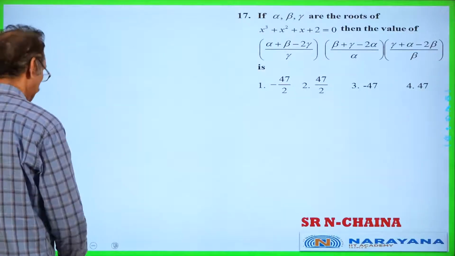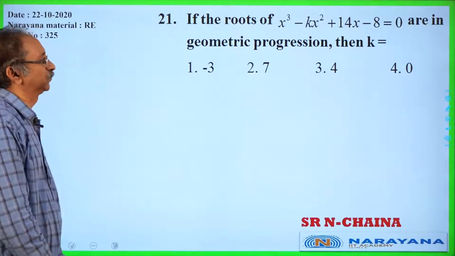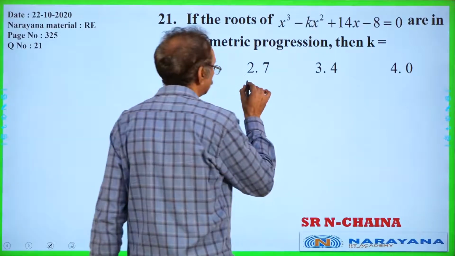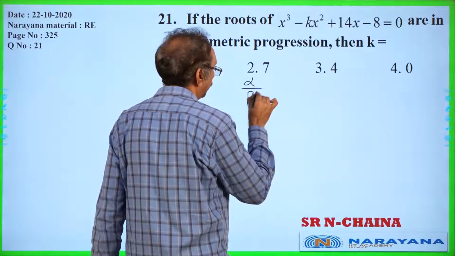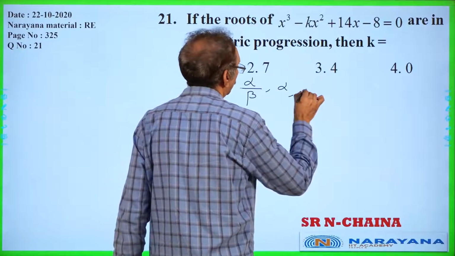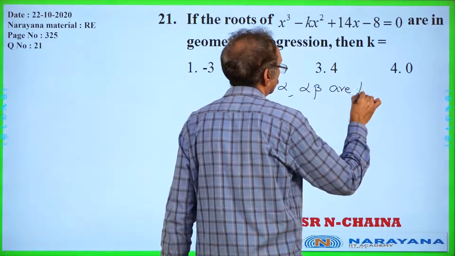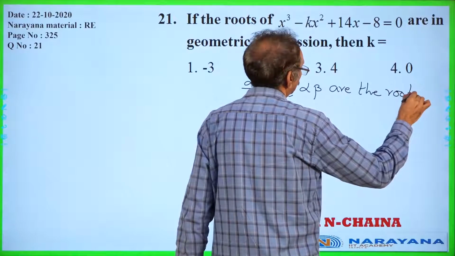So this will be the same, yes. If the roots are in geometric progression, then what is k? So when the roots are in geometric progression, take them as alpha by beta, alpha, beta alpha, as the roots with the common ratio beta.